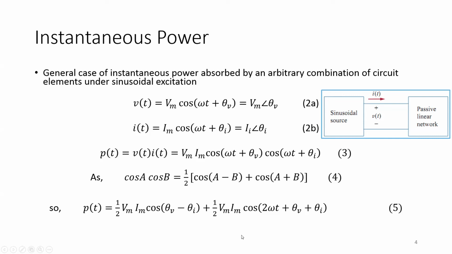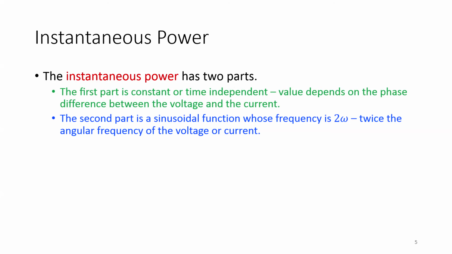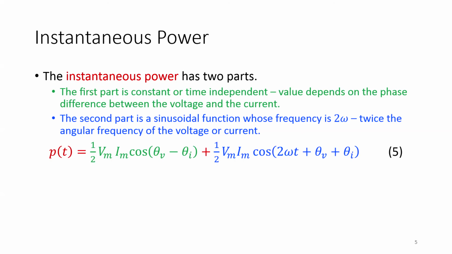What we can see from this equation is that the instantaneous power is composed of two components, one of which is a constant part, whereas the other is a time dependent portion. The first part is constant, time independent, and its value depends upon the phase difference between the voltage and current, theta v and theta i. So the greater the difference between these two, the smaller the value.